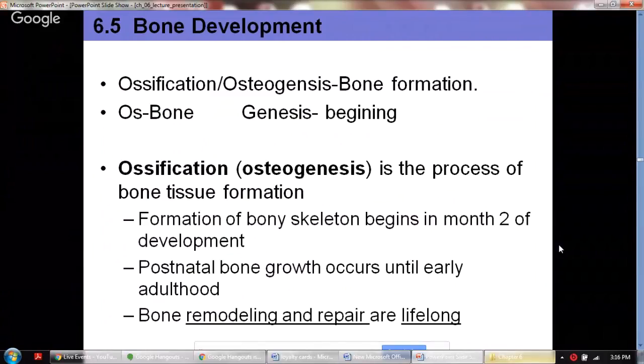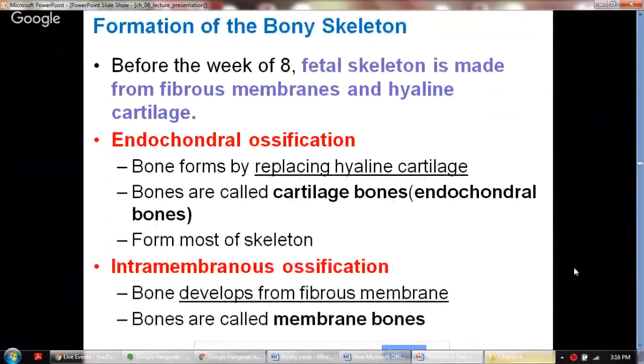The bone formation, the skeleton, begins in the second month of development. Postnatal bone growth occurs until early adulthood, and after that bone remodeling and repair happen lifelong. The formation of the bony skeleton starts before the 8th week, while you're still an embryo, and the fetal skeleton is made up of fibrous membranes and hyaline cartilage.